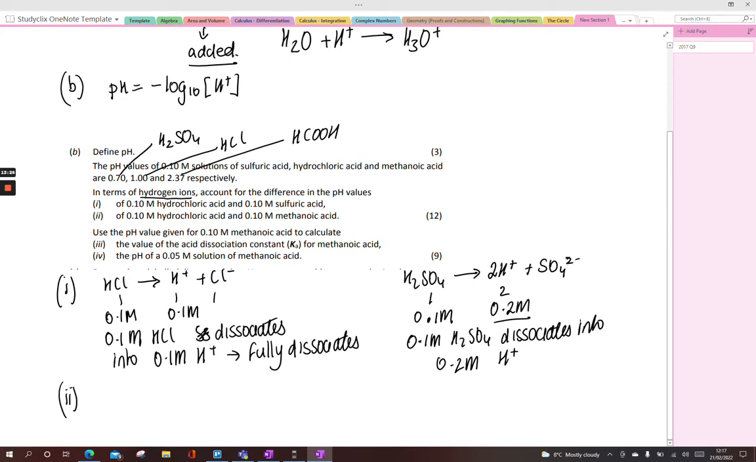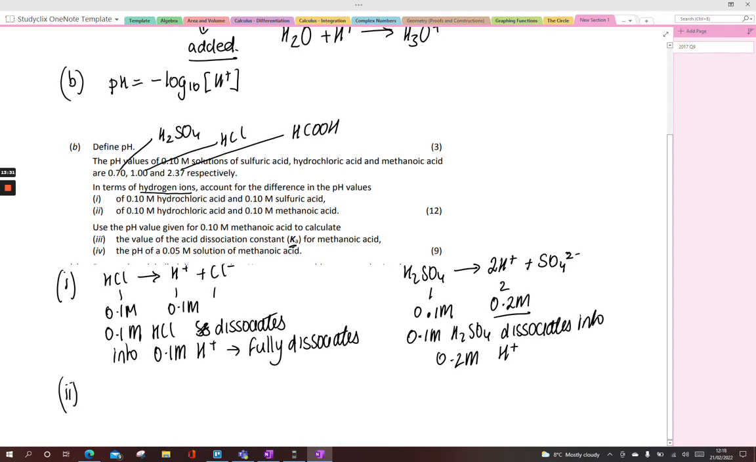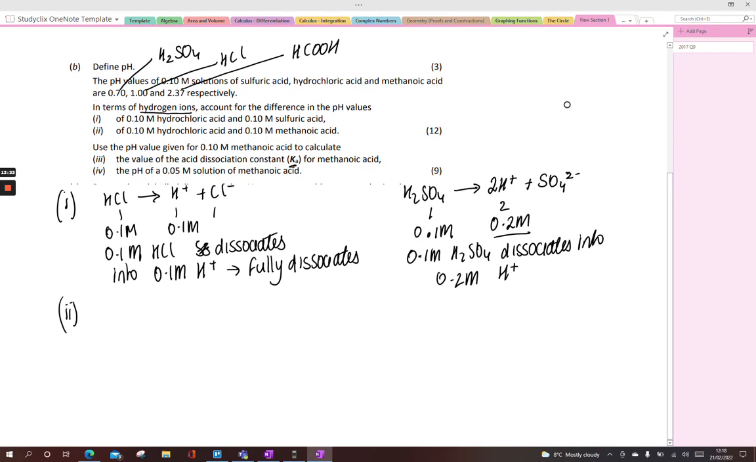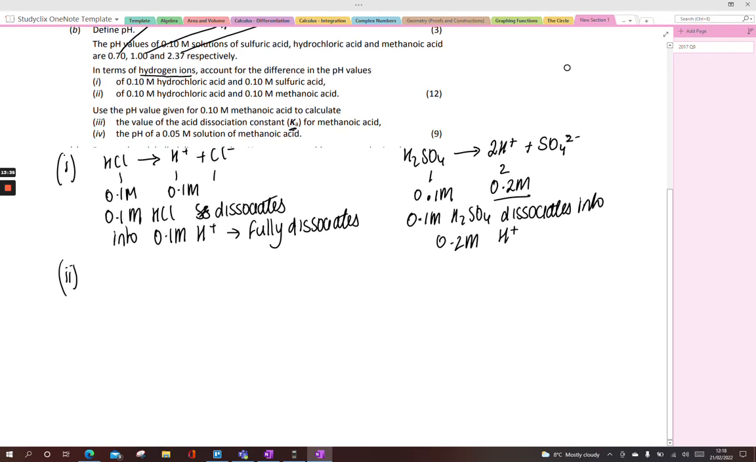acid. Now methanoic acid is a weak acid. You know it's a weak acid because even if you look ahead, it's given a Ka value. Anything with a Ka value is a weak acid because it doesn't fully dissociate. So they've provided me there that the pH of methanoic acid is 2.37. Now what we wrote down when we defined pH, it's the negative log to the base 10 of our hydrogen ions.